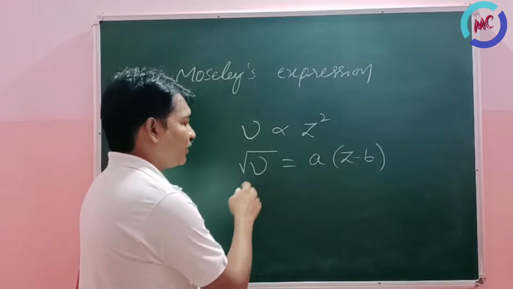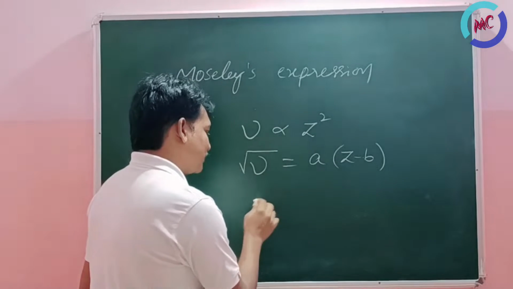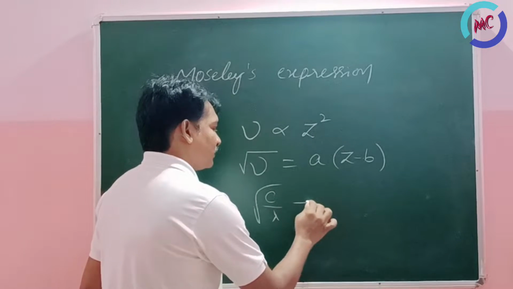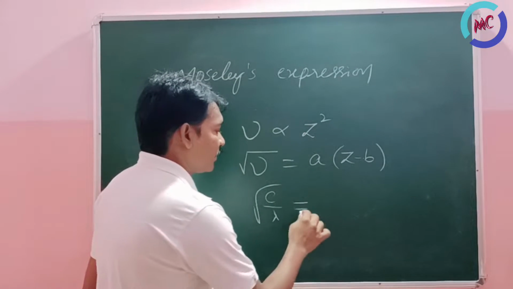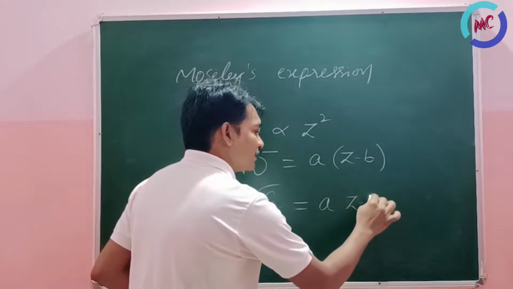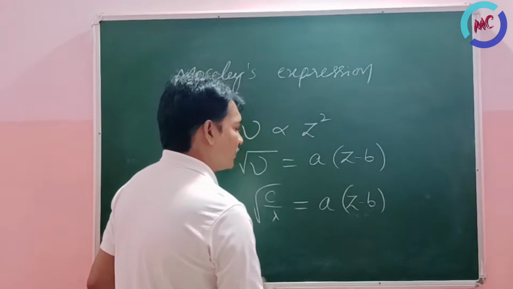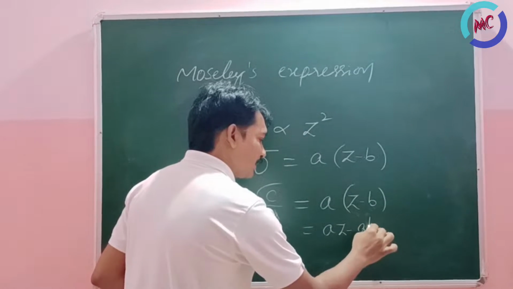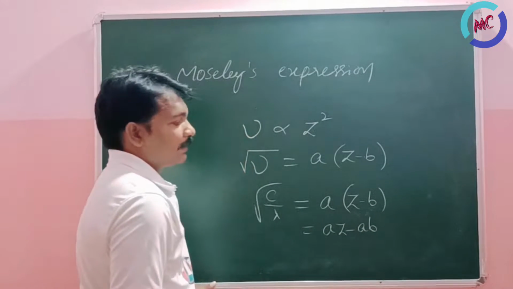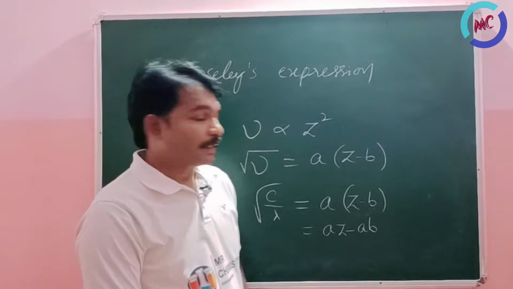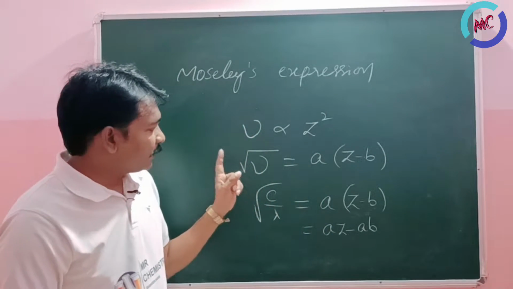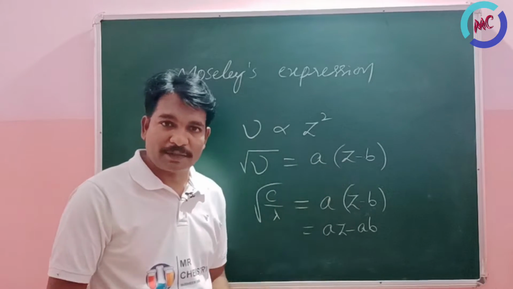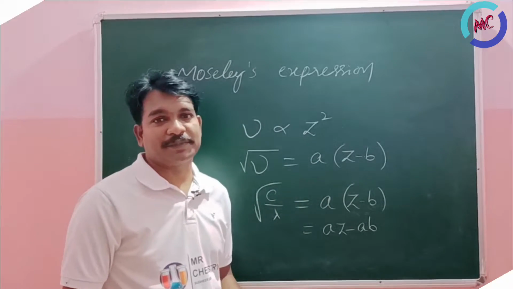And we know that nu is nothing but c by lambda. We can write this as root of c by lambda is equal to A(Z minus b), or you can write it as AZ minus Ab. And see here, the relation between the frequency and constants and atomic number is expressed in terms of graphs also. Now we will check the graphs.